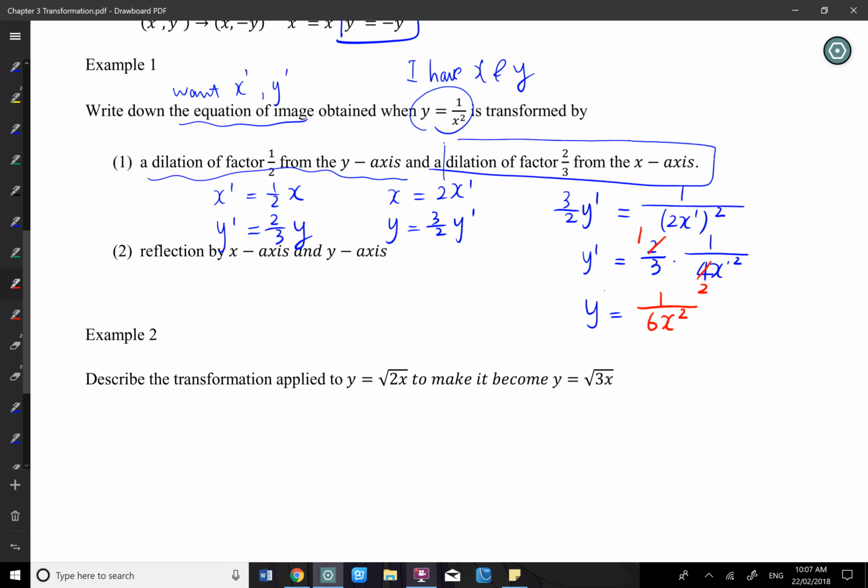Okay, that's the resultant function. It's exactly the same as the previous page. Okay, what I have, I'll make that to be the subject.